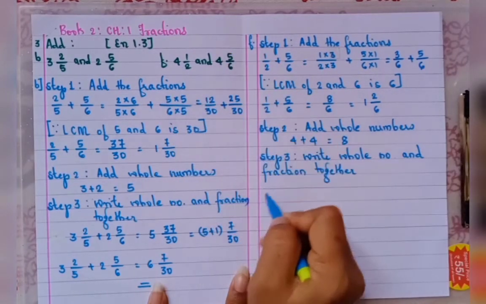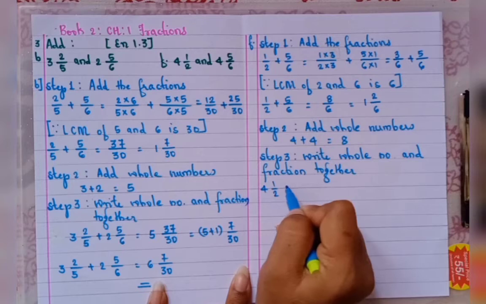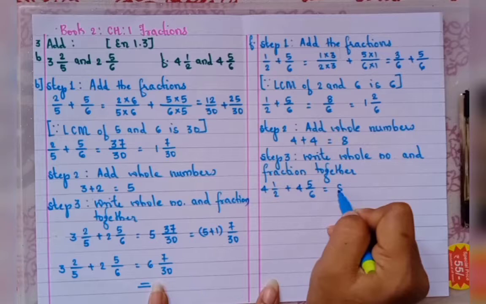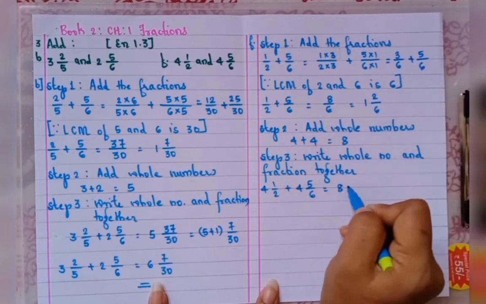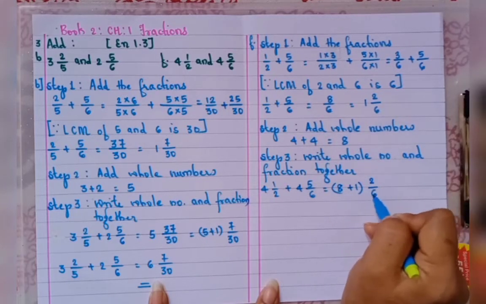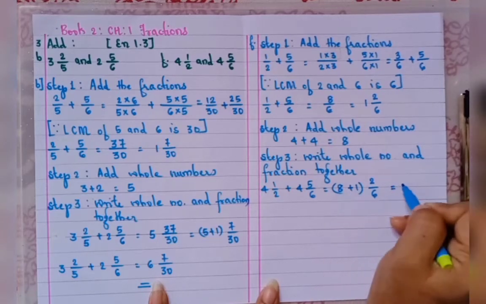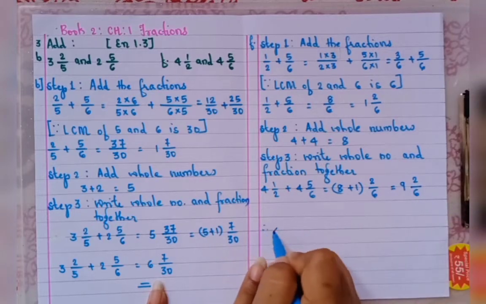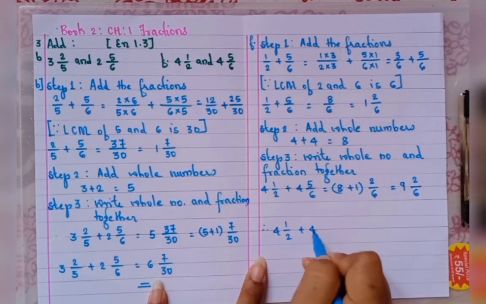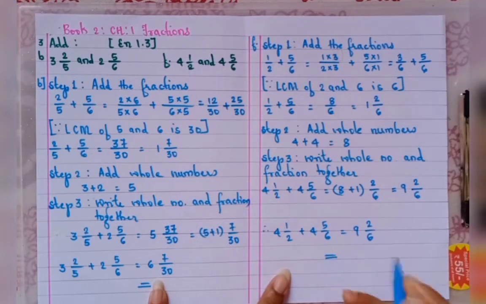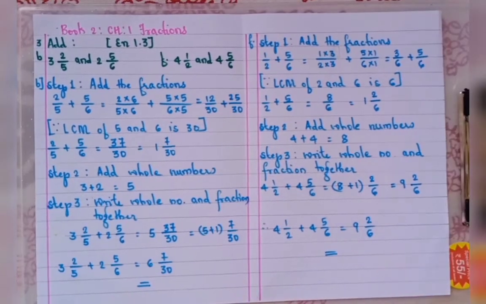Let's write the whole fraction first: 4 is to 1 by 2 plus 4 is to 5 by 6 equals, whole number is 8 and the obtained fraction is here. So here we have to add 8 plus 1 and 2 is to 2 by 6. After adding 8 plus 1, it will be 9 is to 2 by 6. Therefore our final answer will be 4 is to 1 by 2 plus 4 is to 5 by 6 equals 9 is to 2 by 6, and hence the solution. Hope you all have understood this.